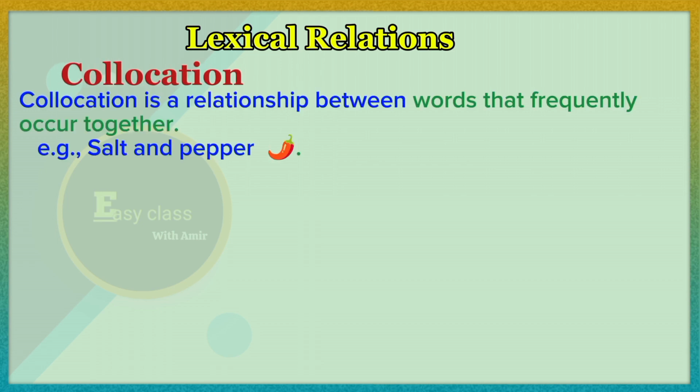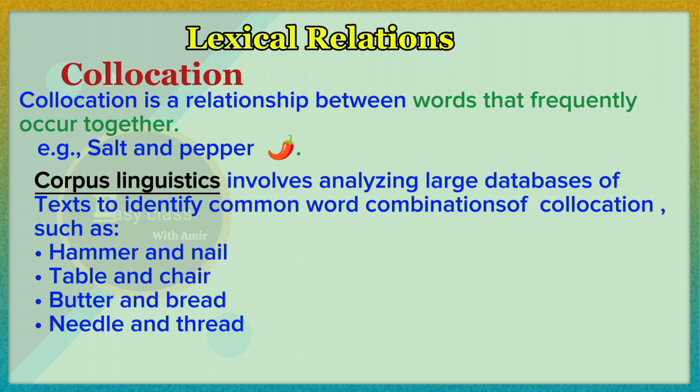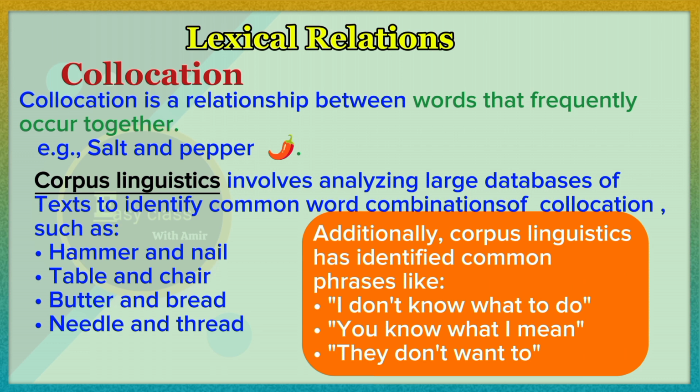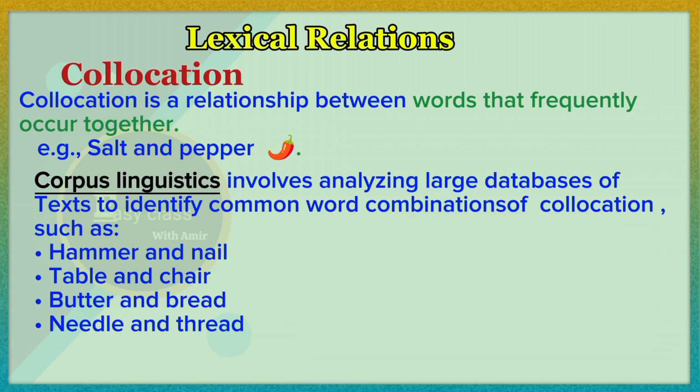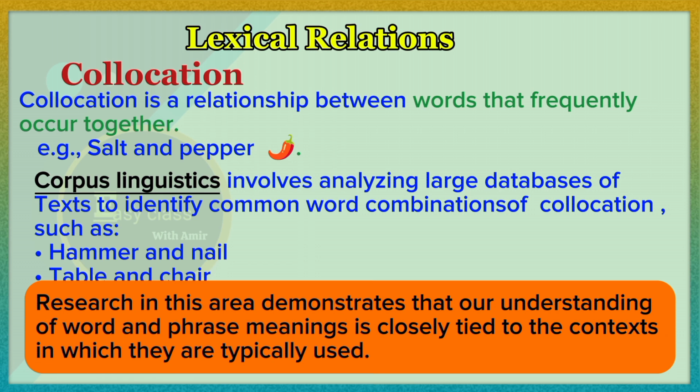Collocation. Collocation is a relationship between words that frequently occur together. For example, salt and pepper. Corpus linguistics involves analyzing large databases of text to identify common word combinations or collocations, such as hammer and nail, table and chair, butter and bread, needle and thread. Additionally, corpus linguistics has identified common phrases like, I don't know what to do, you know what I mean, they don't want to. Research in this area demonstrates that our understanding of word and phrase meanings is closely tied to the contexts in which they are typically used.